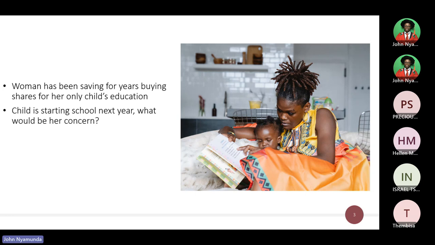She has been saving for this child's education, but she was buying shares. The child is starting school next year. What would be her immediate concern? Put it in the chat.